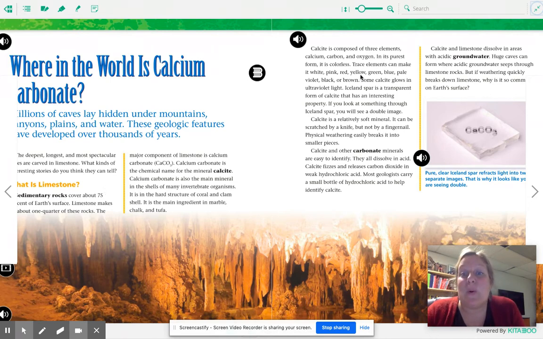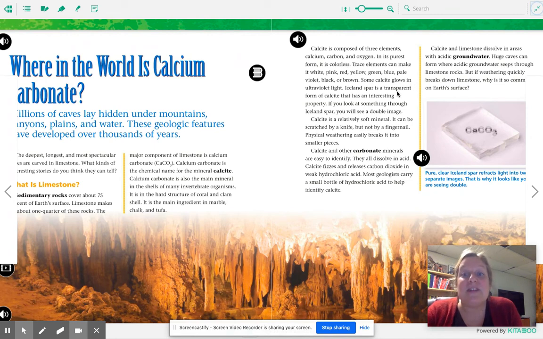In its purest form, it is colorless. Trace elements can make it white, pink, red, yellow, green, blue, pale violet, black, or brown. Trace other elements that could be involved in the mineral process. Some calcite glows in ultraviolet light.